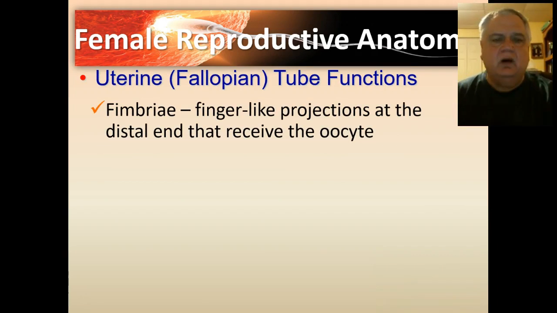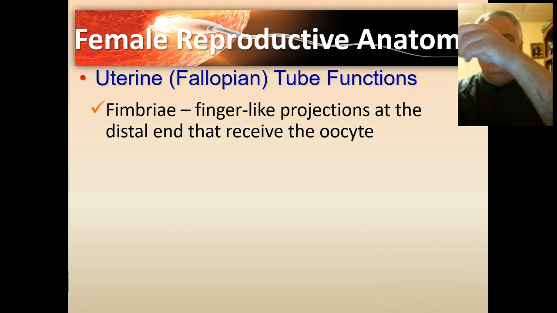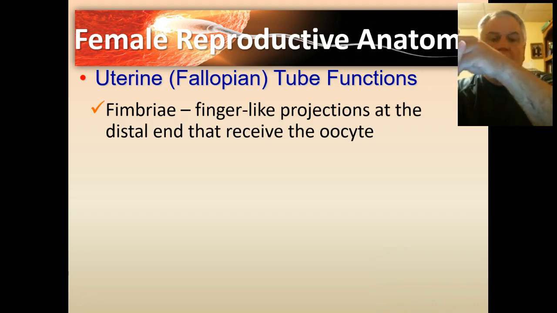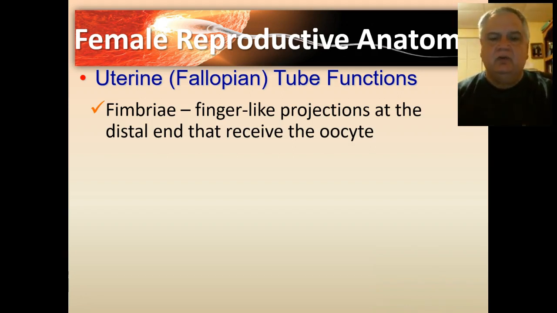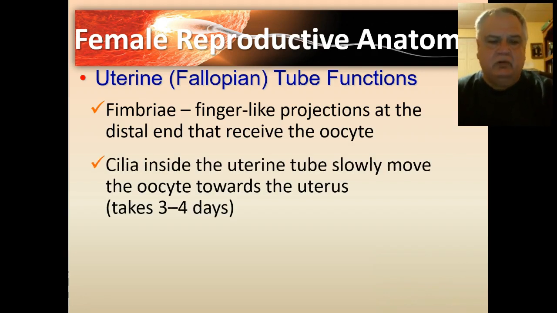What are the functions then of the uterine or fallopian tubes? Well, at the ends of the fallopian tubes, there are finger-like projections, and these finger-like projections kind of beat back and forth, like my fingers are doing right now. They're located at the distal end of the fallopian tube. So when the egg is ovulated, those fimbriae are going to beat back and forth. That's going to create currents that are going to draw that egg, or that oocyte, I should say, into the fallopian tube. So these finger-like projections at the distal end will receive the oocyte.